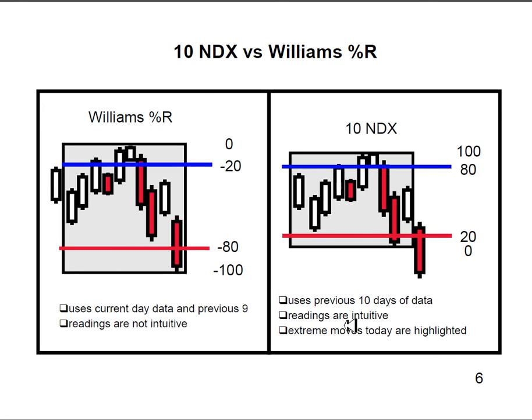The readings feel more intuitive to me on a scale of 0 to 100 instead of 0 to -100. And most importantly to me, the extreme moves of today are highlighted as I just described, because now when you close at a new 10-day low or close below the previous 10-day low, you're going to have readings below 0, and the size of that reading is going to tell you the relative magnitude of that move. And so we'll see some examples. So when you're looking for a quick way to get a lot of information from a single number, the 10-day NDX has certain advantages when compared to percent R.